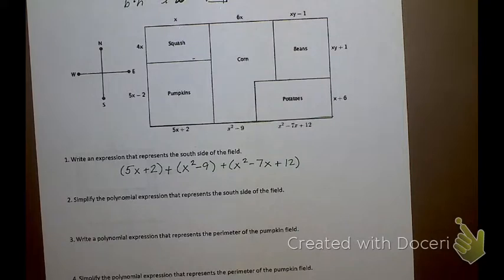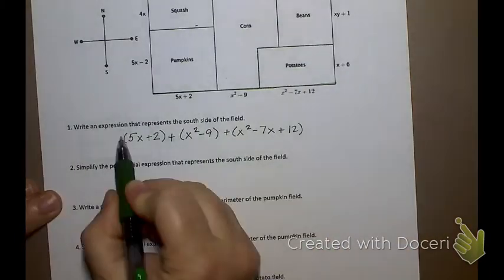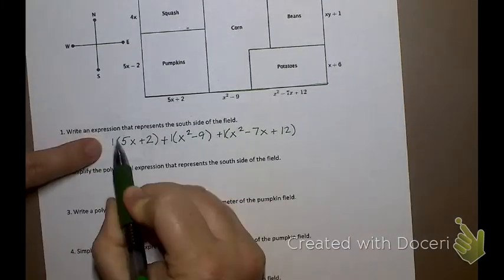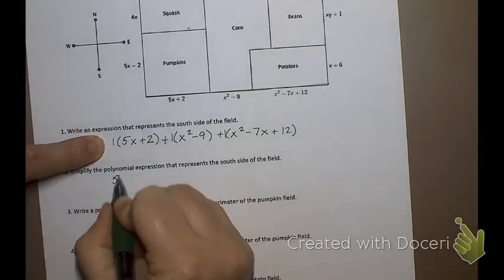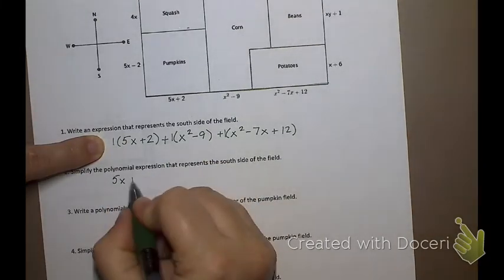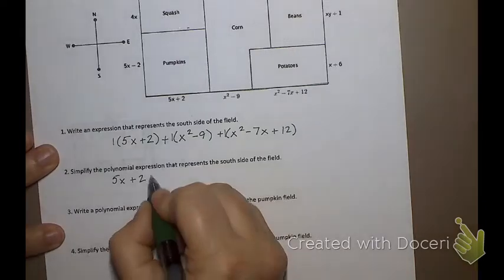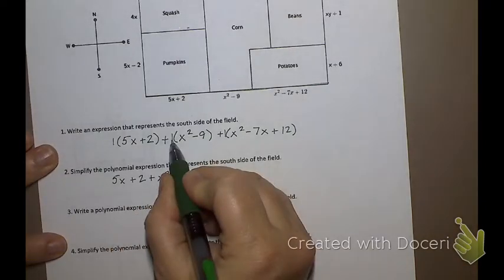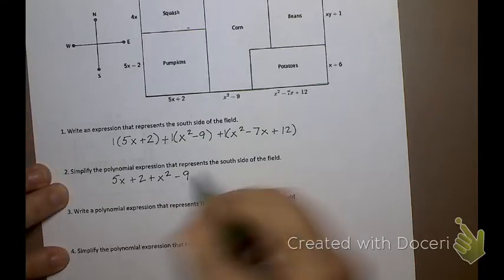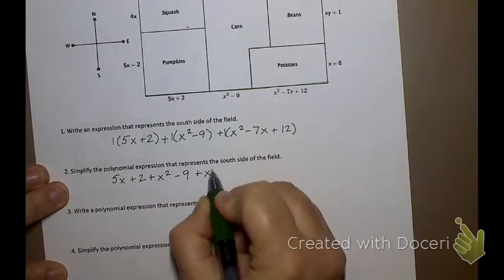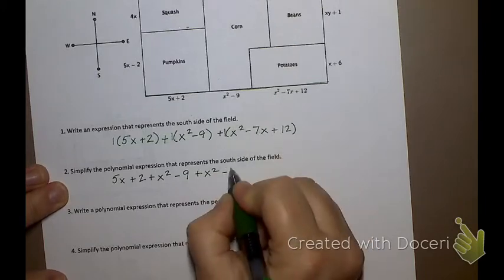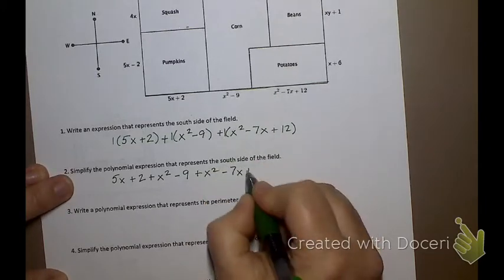Does it say to solve it or simplify it? No, it just says to write the expression. But what do you notice number 2 says? It says to simplify that polynomial expression. So, if I want to simplify that, I would put the ones right here, correct? So 1 times 5x would be 5x. 1 times 2 would be 2. 1 times x squared. 1 times negative 9. 1 times x squared. 1 times negative 7x. And 1 times 12.